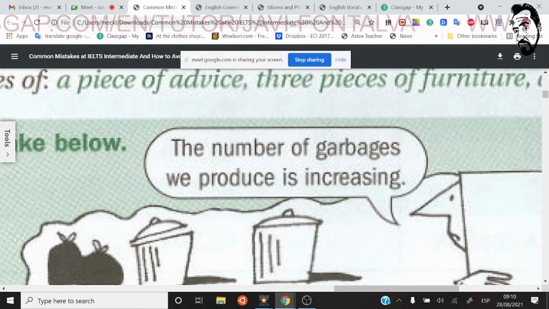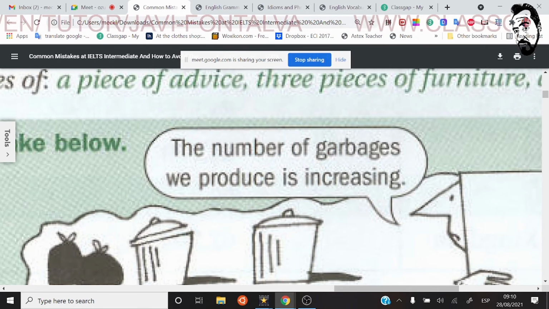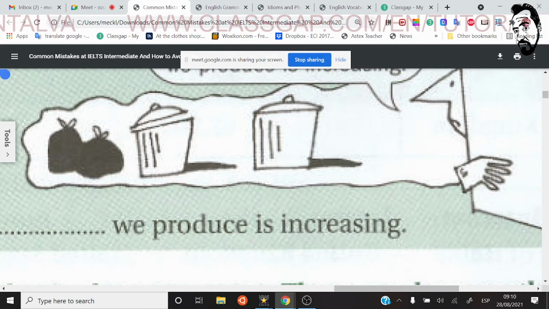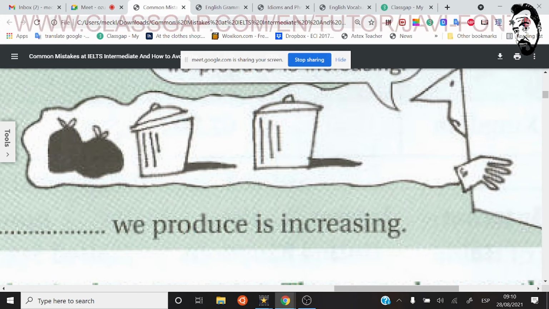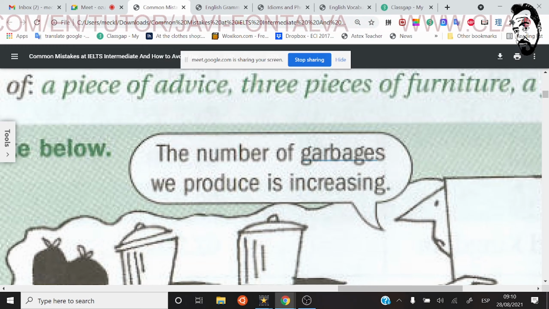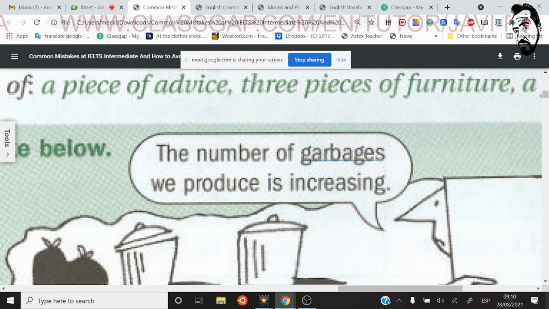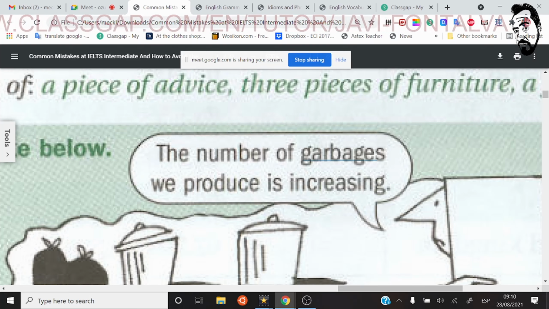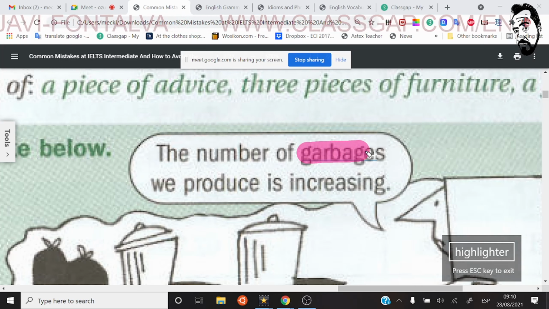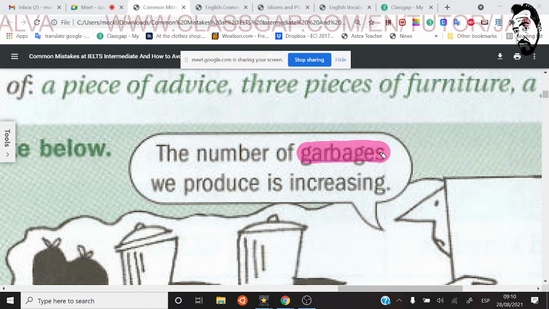Okay, question for you. Is this okay or not okay? Is this right or wrong, this sentence here? Garbage. This here, garbage. Basura. Can I say the number of garbages we produce is increasing? You said it's wrong because it finishes with S? Exactly. It's wrong. How can I use the plural with this now? So what do I have to say?